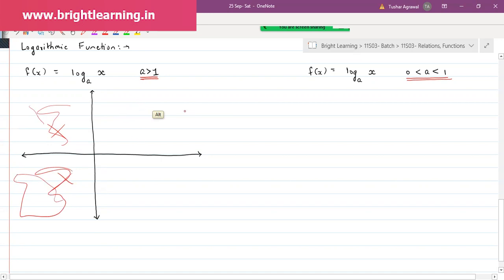Now, how does that graph behave? At x equal to 1, log of 1 to the base a is 0, and the graph is something like this. So this is the graph of log x to the base a if a is greater than 1.